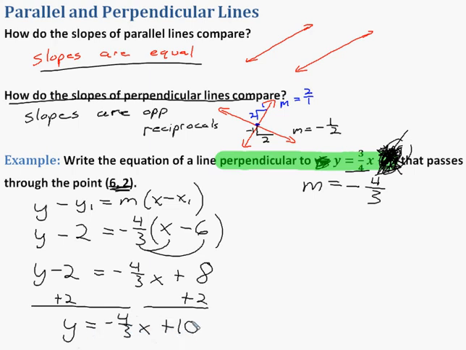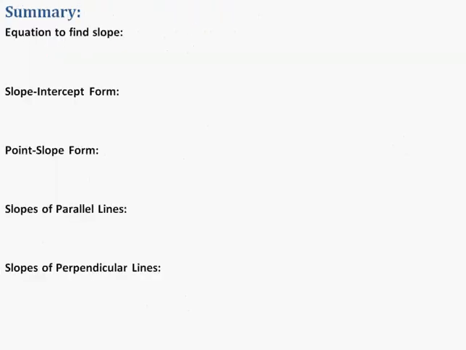So the equation of this line here is perpendicular to our original, and it passes through the point 6,2. So a quick summary of some important things you need to know from this lesson. We need to know the equation to find slope. So that slope, now if you have 2 points, you'll go ahead and do y sub 2 minus y sub 1 over x sub 2 minus x sub 1. So we use this if we have 2 points.